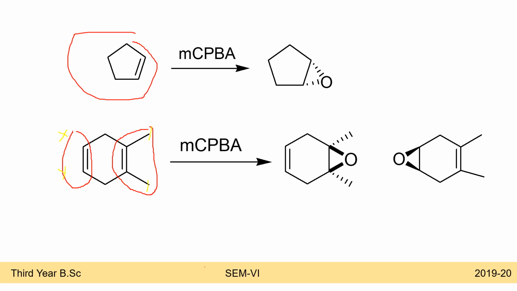So the epoxidation will occur on this double bond rather than this one. This is the major product and this is the minor product. Students should always think about this when they are observing the reaction. If there are multiple double bonds, which bond is highly substituted with electron donating groups? Then think that this one will go for the epoxidation.